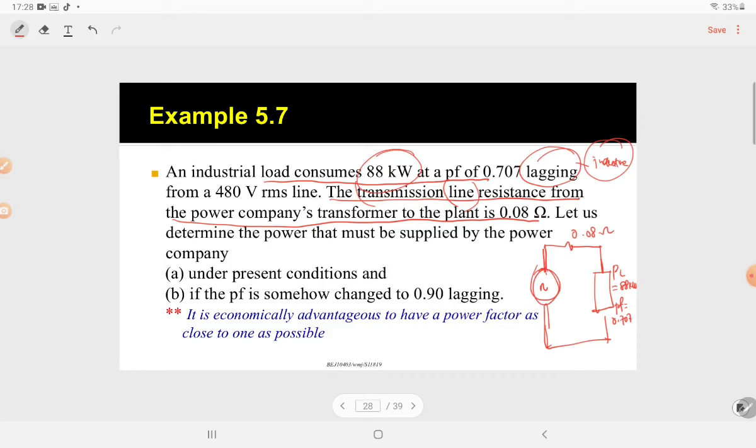Okay. And then you are given a lagging from a 480 volt RMS line, right? So the voltage here, V equal to 480 RMS value, right? So therefore, we want to know what is the power that must be supplied by the power company. So we want to know what is the power over here. Okay. So that means we need to know the total power. Power supply is a total power, and then you have a power over here, due to the transmission line, with the transmission line having 0.08 ohm.